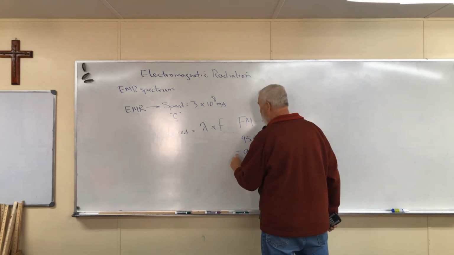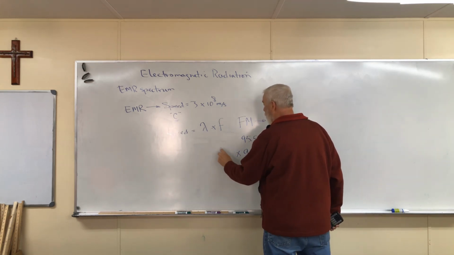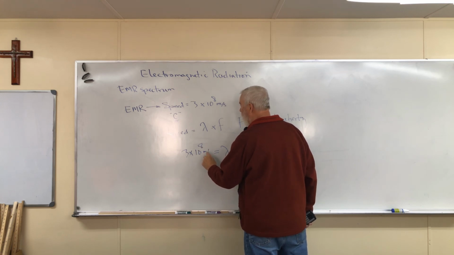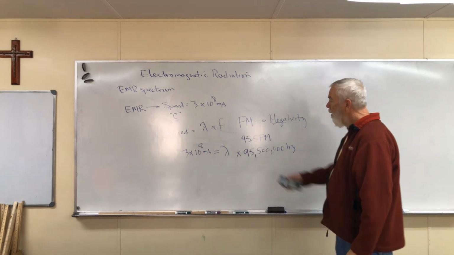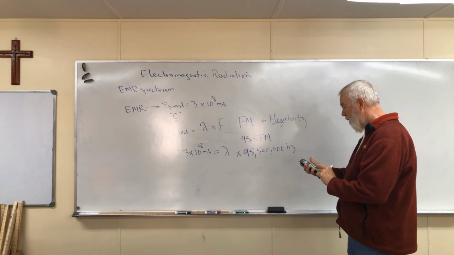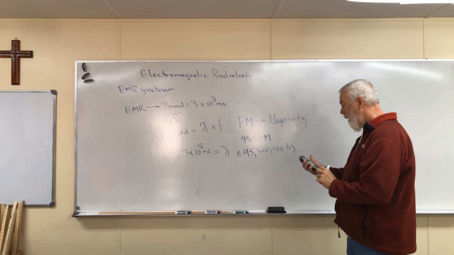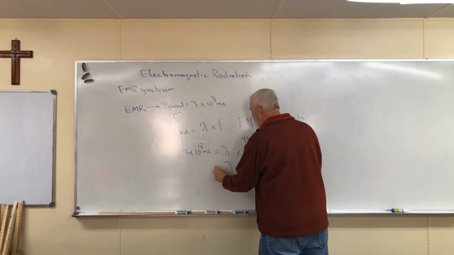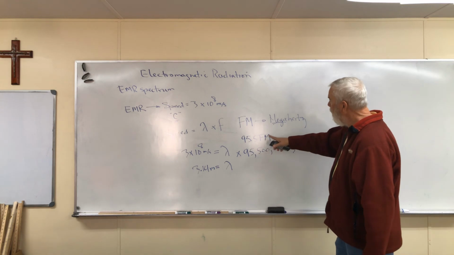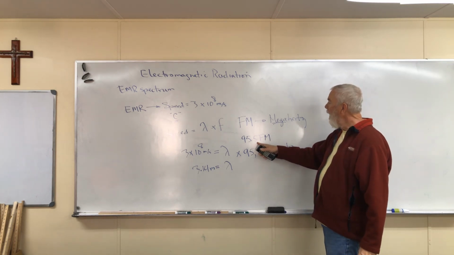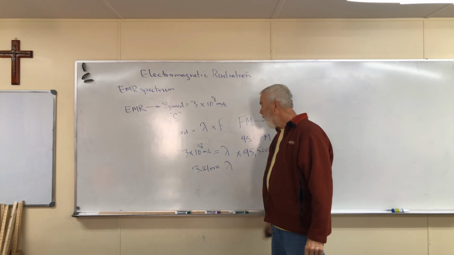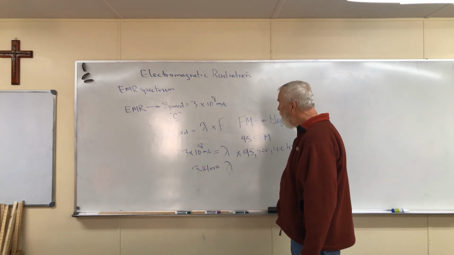Okay? And the wavelength is what we're looking for. And the speed is still 3 times 10 to the 8th meters per second. So we solve for wavelength. 3 times 10 to the 8th divided by 95,500,000 equals, and the wavelength comes out to 3.14 meters. So the radio station that's broadcasting at 95.5 FM has a wavelength of 3.14 meters. Now, that in itself is relatively simple.